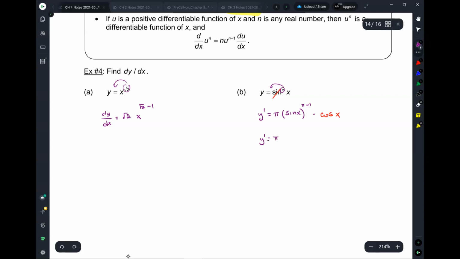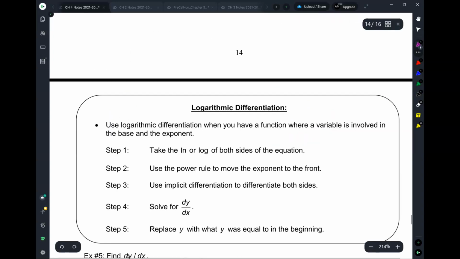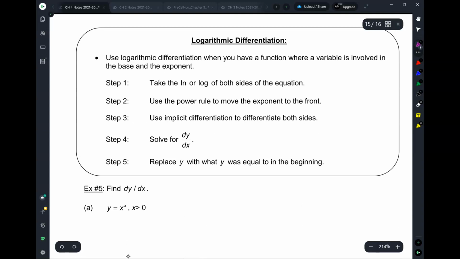Wait, Miss Malikan, how come you got root 2x? I'm still a bit confused from that one. Wait, wouldn't the sine x to the pi minus 1 be inside of them? You can write it like this, but it's kind of awkward. You might see it frowned upon. It's easy to get lost with them.